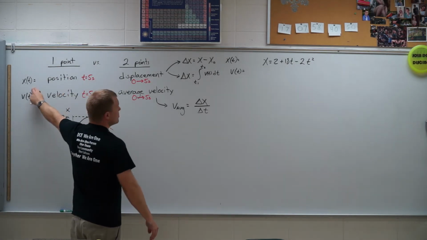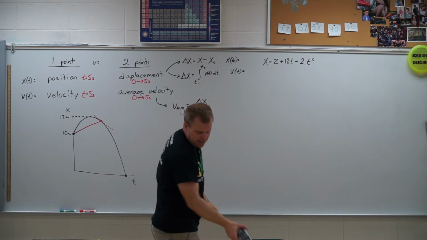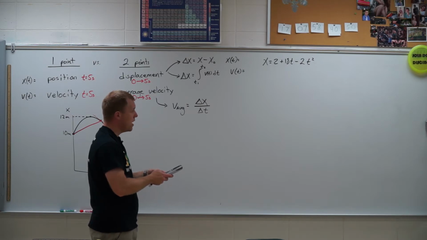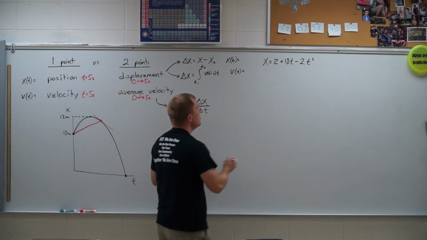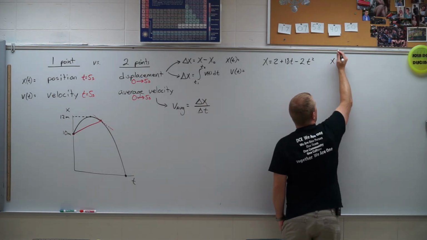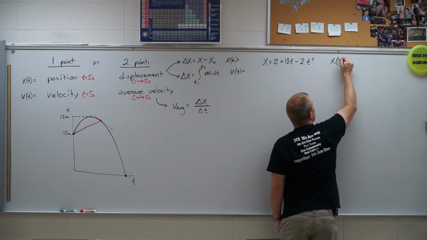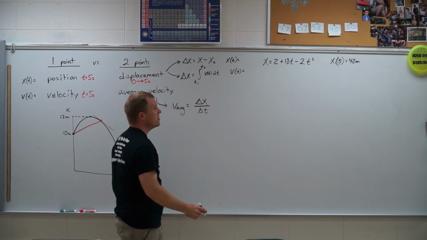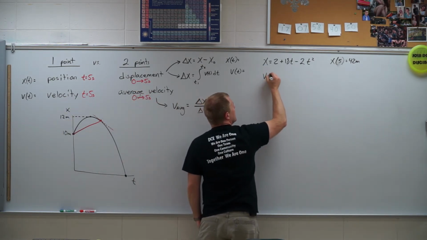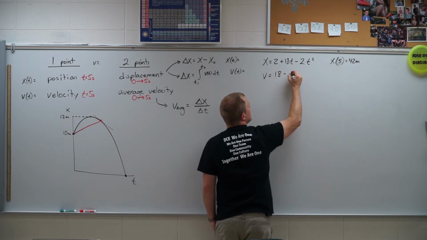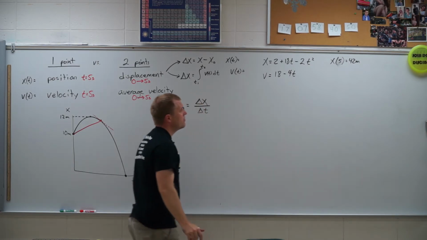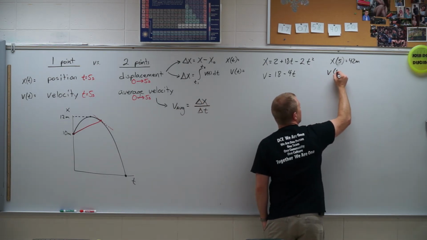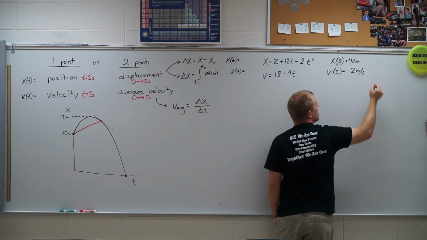So position, I need a position function. All I need to do is plug time in here. And so I get 2 plus 18 times 5 minus 2 times 25. So I get 42. So my position function evaluated at 5 gives me 42 meters. If I want to find my velocity, I need a velocity function. To get from position to velocity, I need to take the derivative. So I get 18 minus 4t. And I can plug 5 in, and so I get 18 minus 20. So I get a velocity at 5 of negative 2 meters per second.